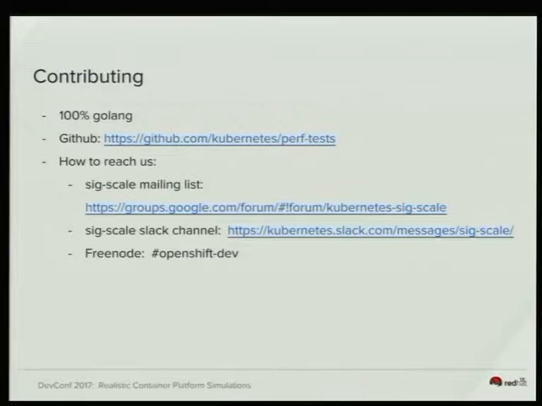OK, so did you want to just mention the contributing part? So as you might see, it's 100% in Golang. If you don't write Golang, you should. Our GitHub repo is under Kubernetes. As it's upstream, it may be merged into the base repo of Kubernetes at some point, since these are mostly libraries. We have a mailing list if you write emails, Slack if you use Slack, and on Freenode you can find us on OpenShift Dev. So if you're interested in contributing, please give us a call.